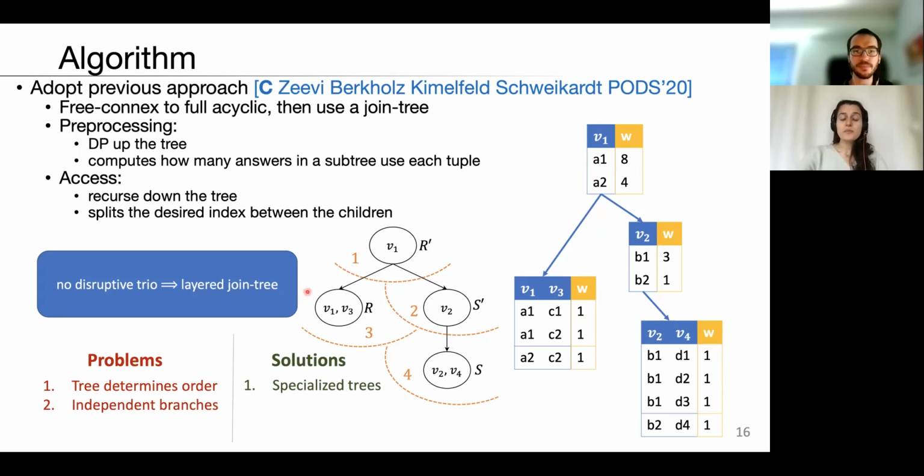The second problem is that because of the nature of the access routine that divides the problem into independent recursive calls between the branches, the ordering we get is some sort of depth first order. And using the same access routine, we cannot support any order given by a layer join tree. This is why we have a modified access routine that allows us to inject information between different branches of the tree.